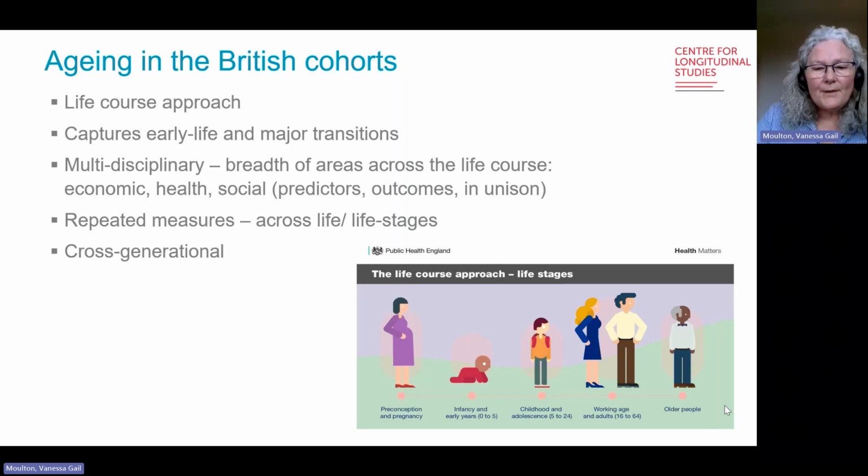The data also captures major transitions, for example retirement, and because the data is multidisciplinary, it also captures varied aspects of people's lives: economic, health, social, and much more. Some measures are also repeated over the life course, and as the cohort members grow up, we can make cross-generational comparisons across cohorts at different stages in the life course.